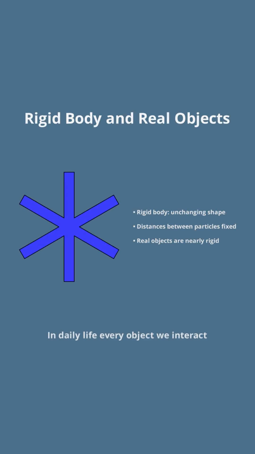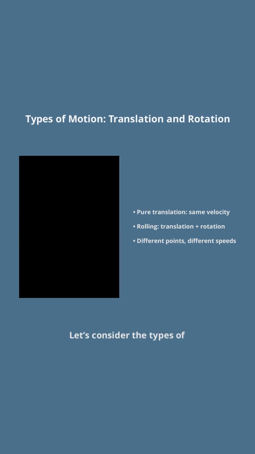In daily life, every object we interact with has a finite size. When we analyze their motion, the simple particle model often falls short. That's where the idea of a rigid body comes in, a body with a perfectly definite and unchanging shape. In a rigid body, the distances between all pairs of particles remain constant. Of course, no real object is perfectly rigid, but in many practical situations, deformations are so small that we can ignore them. This allows us to treat wheels, beams, and even planets as rigid bodies for most calculations, simplifying our understanding of their motion. Let's consider the types of motion a rigid body can have.